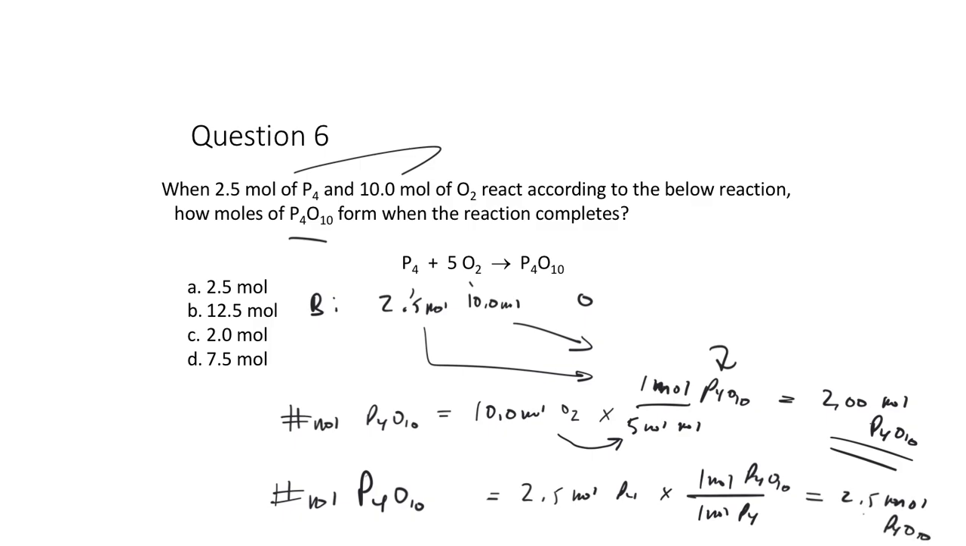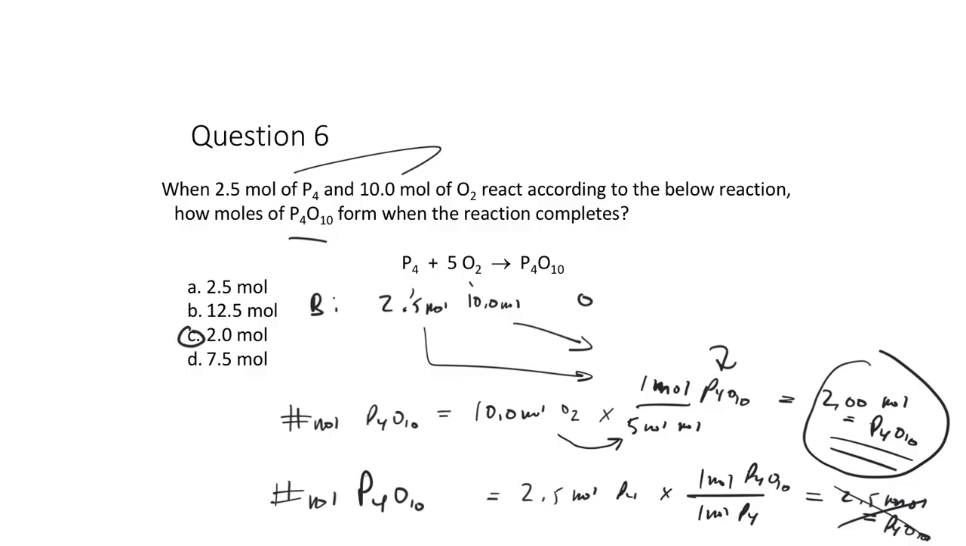But to get to 2.5 moles of product, I need more oxygen than what I have available. If I consume all the oxygen, I make 2 moles of my product, and then I'm out of oxygen. So my oxygen is gone once I get to 2 moles of the product, so I can never get to the 2.5 moles of product. So the most P4O10 I can produce by this reaction would be 2.0 moles.